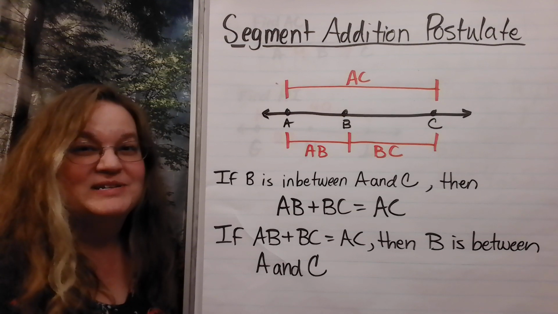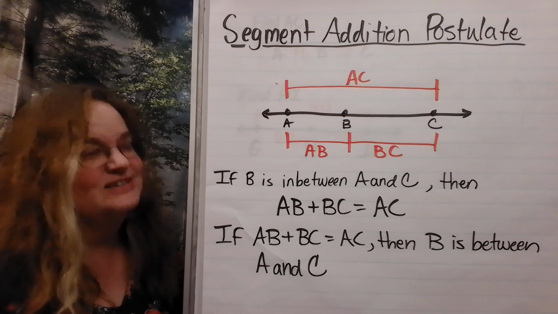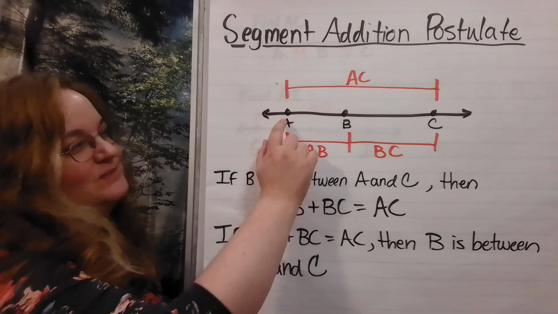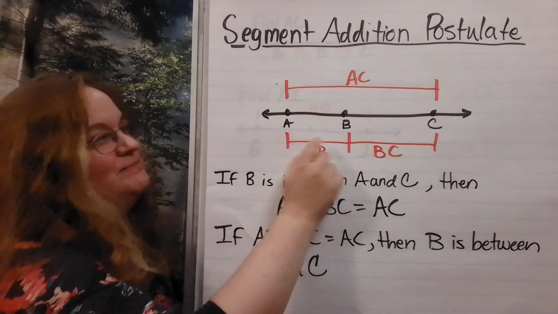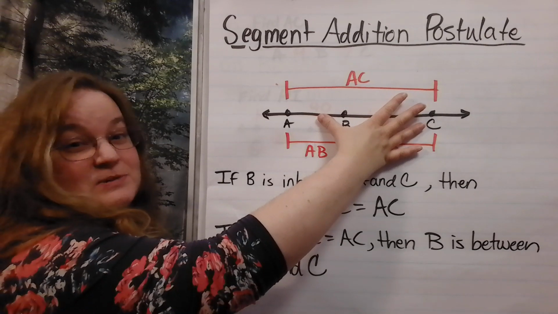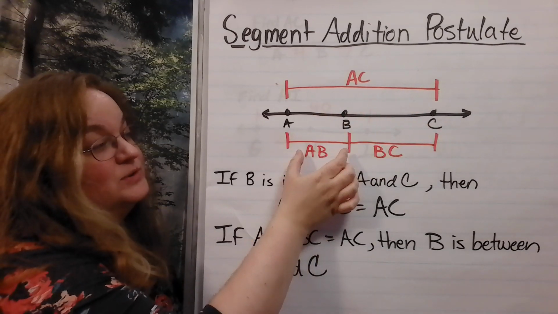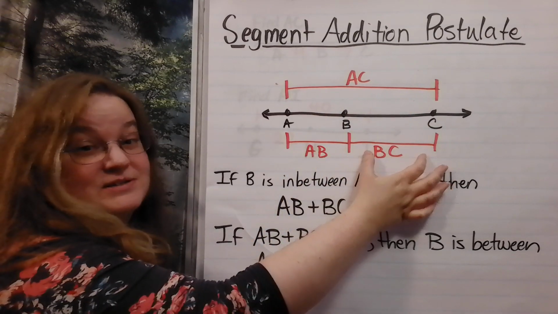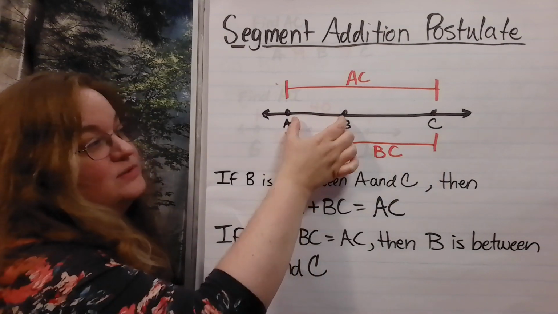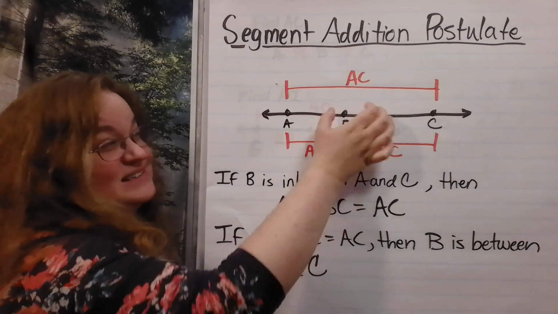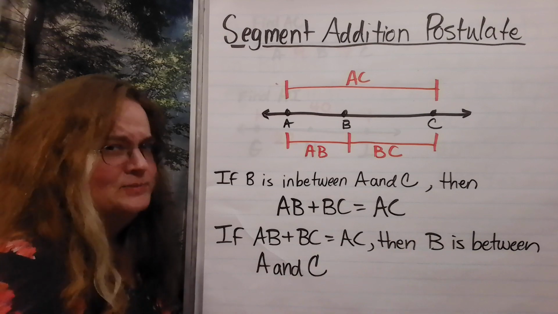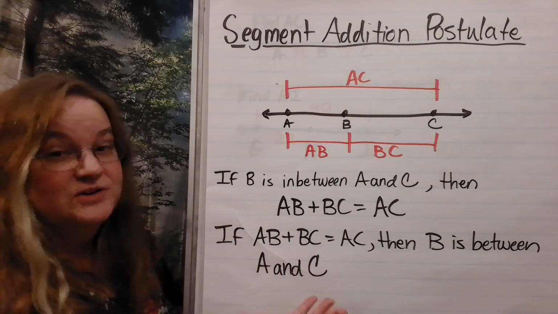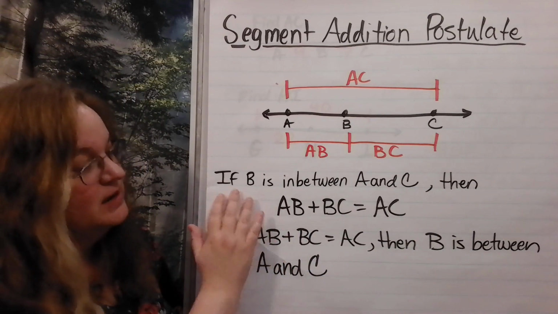Today we're going to talk about the segment addition postulate. Basically, if you have 3 points on a line, the total distance between A and C equals AB plus BC. So this segment plus this segment equals the whole thing. It's pretty common sense, but it's really useful in geometry, so we use it a lot.